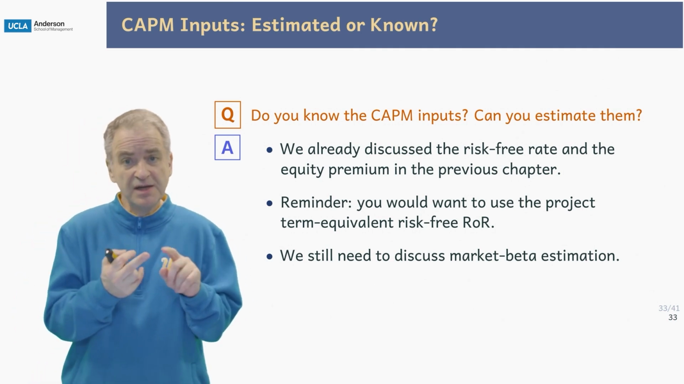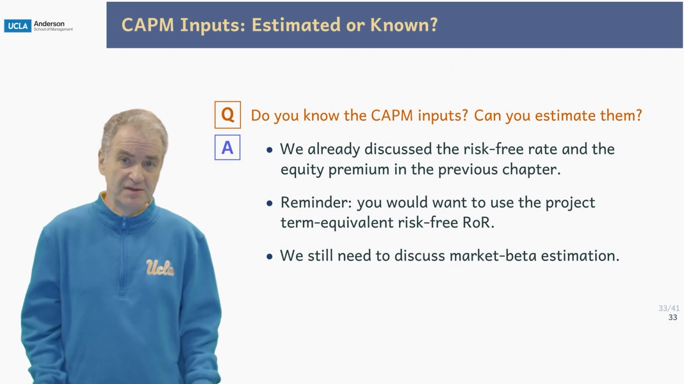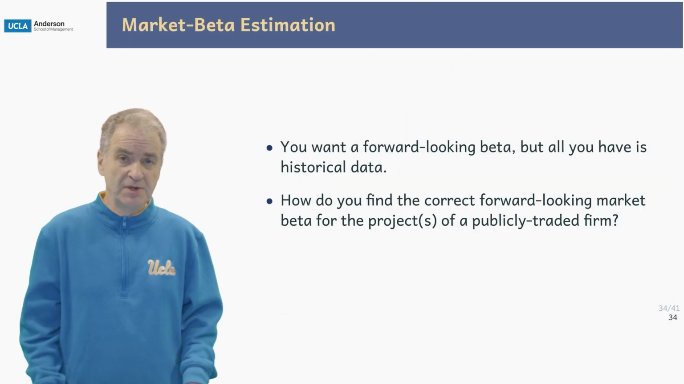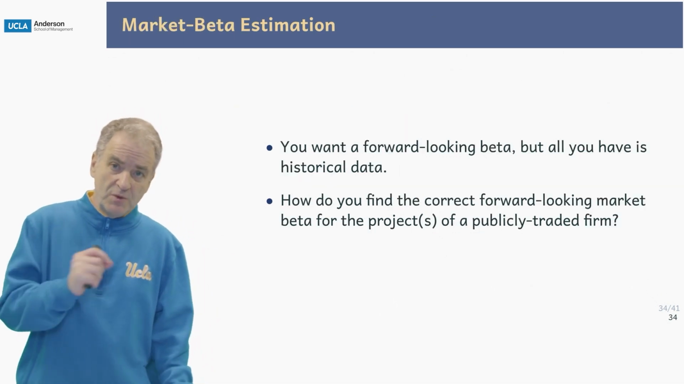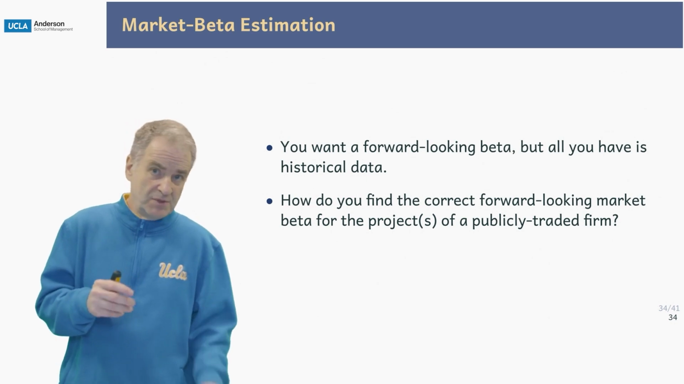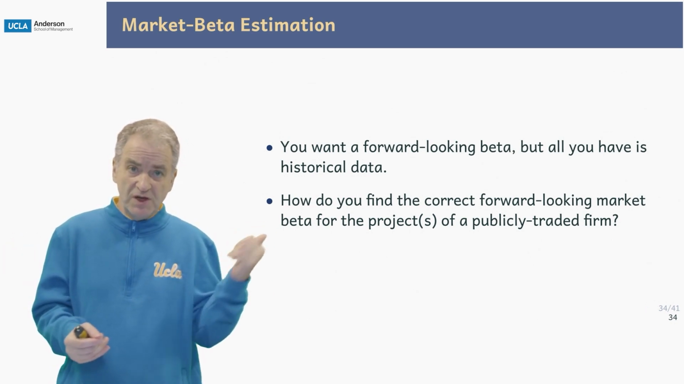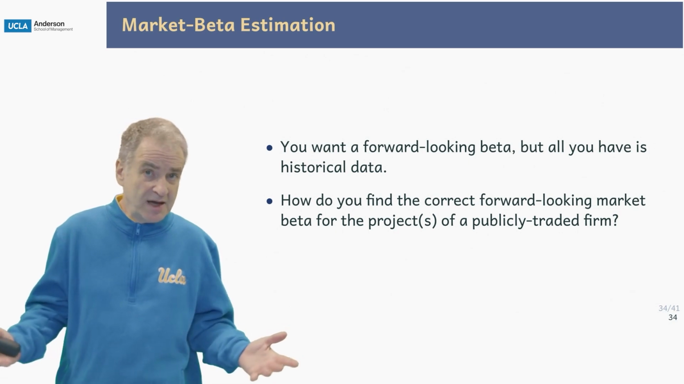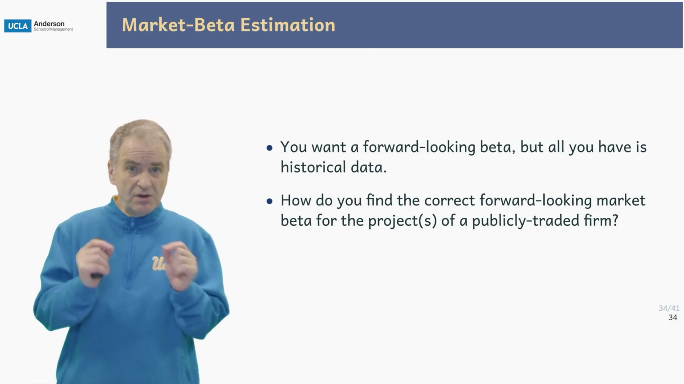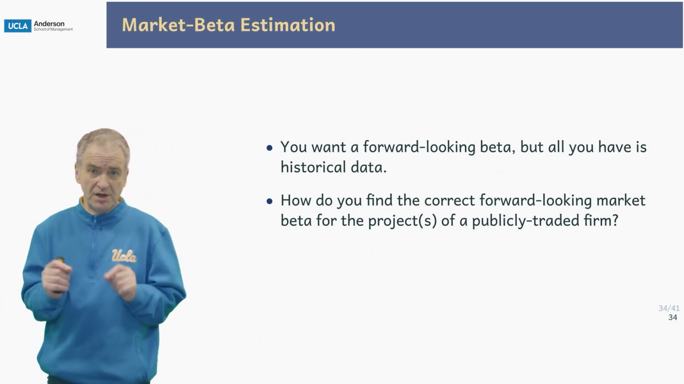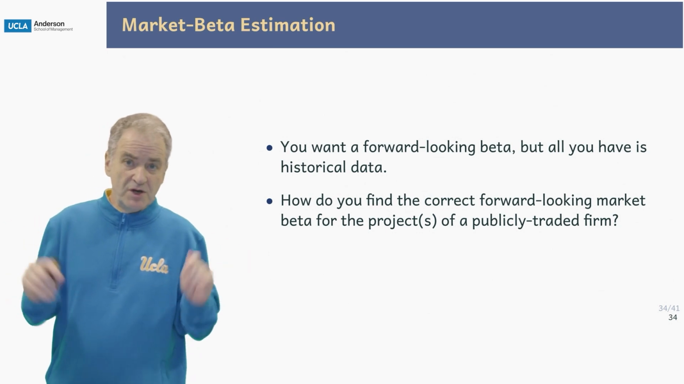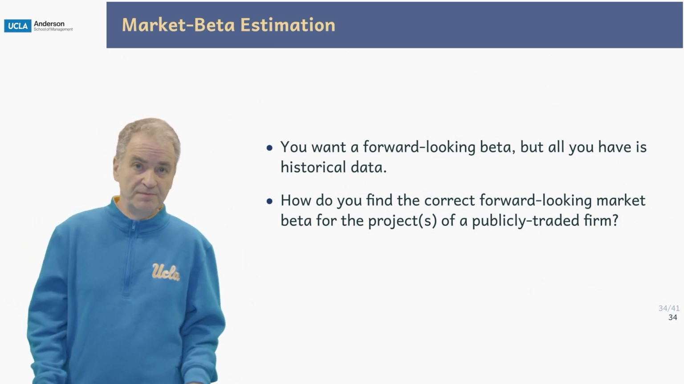What we haven't done yet is the market beta estimation. How do I estimate the market beta? We want a forward-looking market beta because we really care about how we hedge the future, not how it would have hedged in the past. But all we have is the historical data. So how do I find the correct forward-looking market beta for a project of a publicly traded firm?